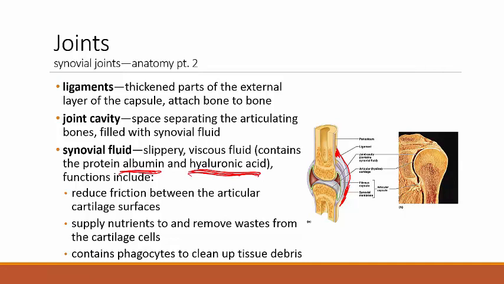It also contains phagocytes, so we have white blood cells there that will come along and do endocytosis of whatever debris is in there that shouldn't be in there. So debris frequently occurs, little bits of cartilage may flake off, and that has to be cleaned up, and it's the phagocytes that do that.